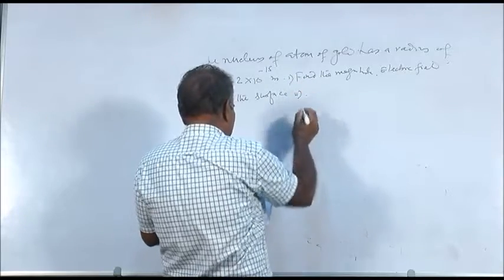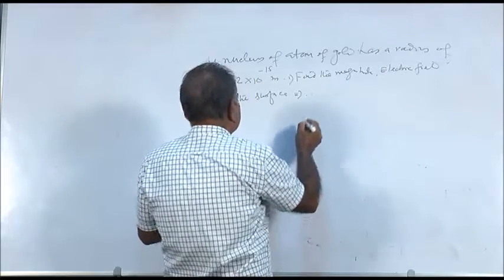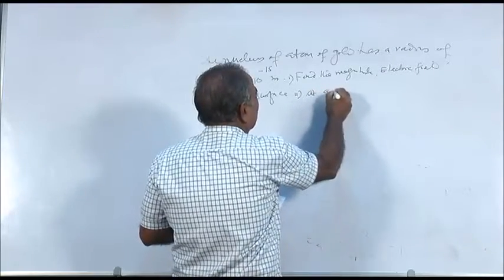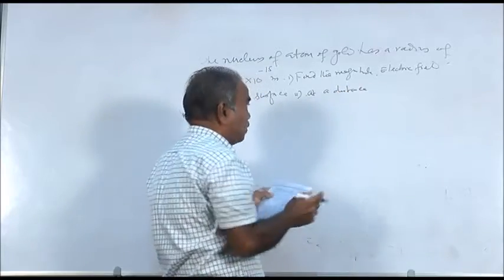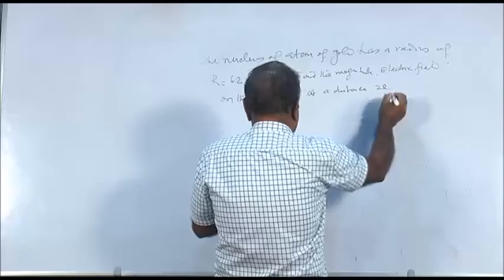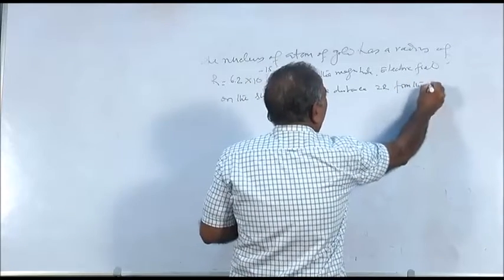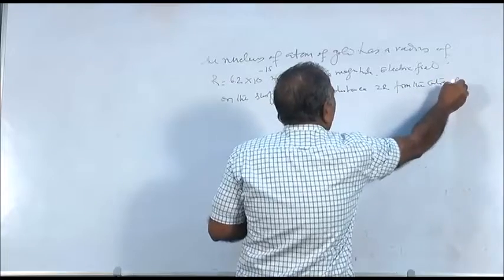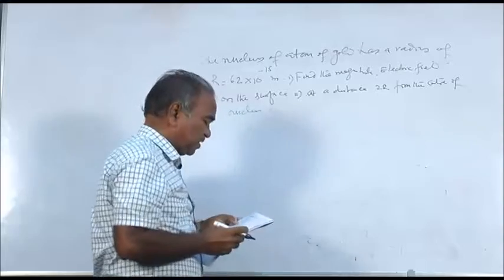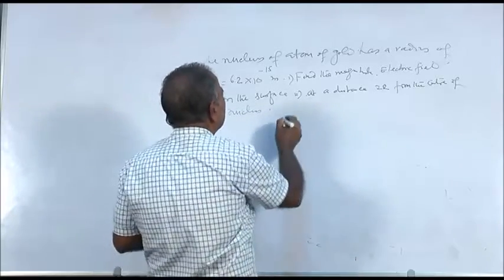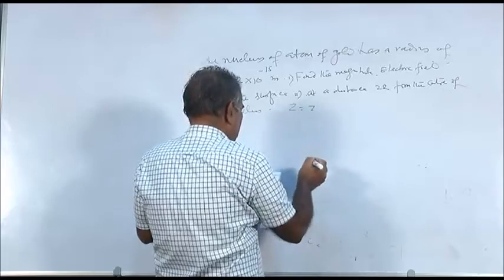Second question is at a distance 2r from the center of the nucleus. Given atomic number of gold is Z is equal to 79.